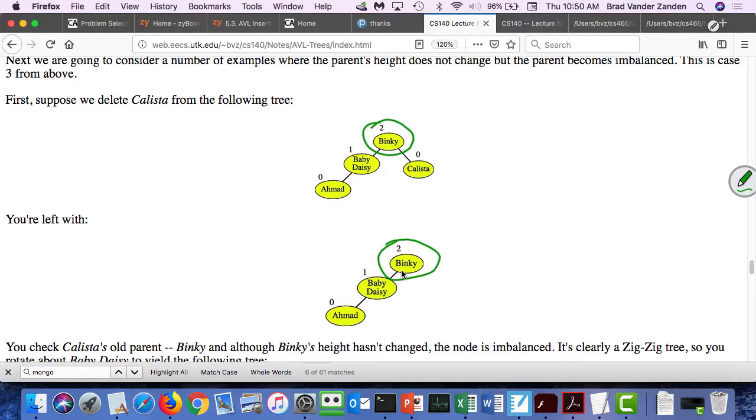And we'll determine which of the two subtrees has the greater height. In this case, the left subtree has the greater height. So we have a zig-zig situation. In a zig-zig situation, we rebalance about the child. So we will rebalance about baby Daisy, and we come up with this tree.